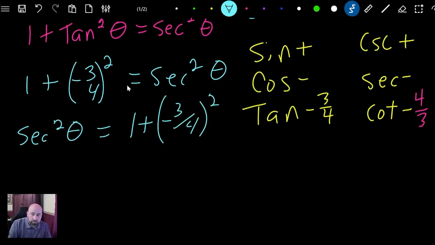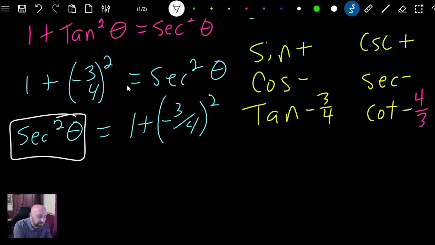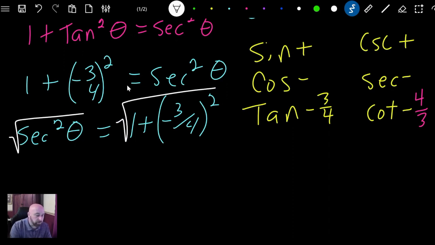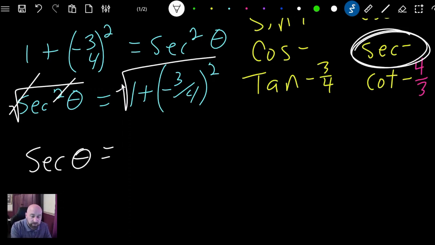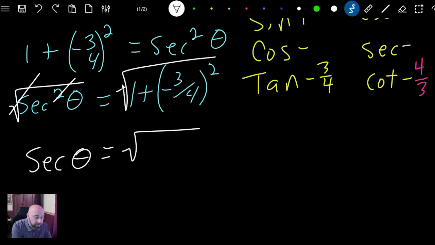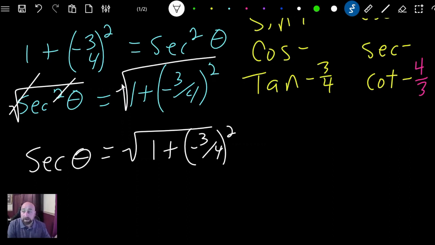And now I want to get secant by itself. That's my goal. So I can square root both sides. I have to square root the whole side there. What happens here is the square and the square root cancel, and I get secant of theta. That's what I'm after. I'm trying to find this one right over here. And now I get the square root of 1 plus negative 3/4 squared. Now I just have to compute that.